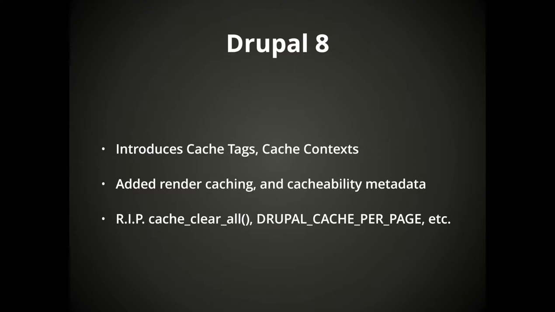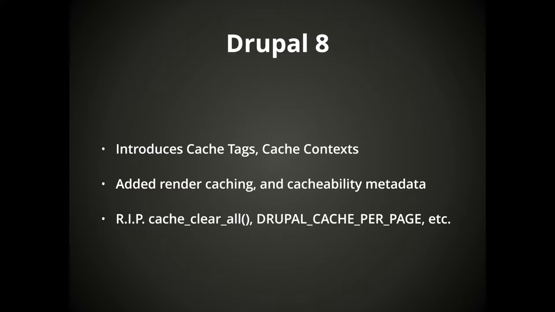Something had to change. So I think 2009-ish, there was an issue opened, and it took, like, 3.5 or 4 years to get in. But it introduced cache tags, and there was a separate issue for cache context. I'm going to go over what those are. It also added render caching at a later date once that data was available.